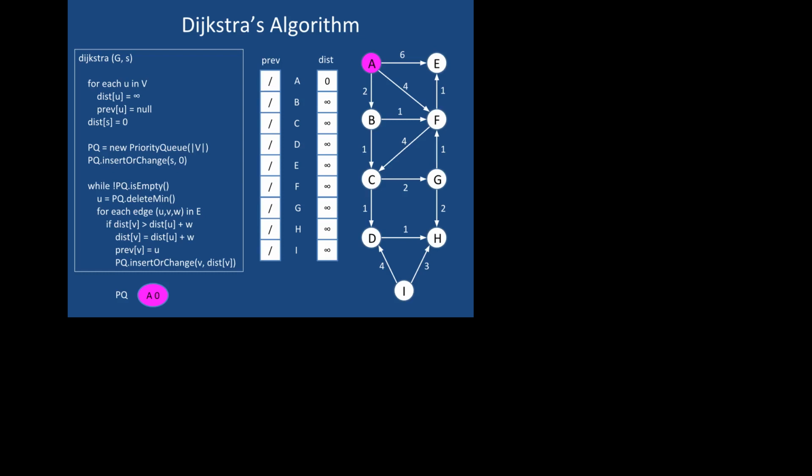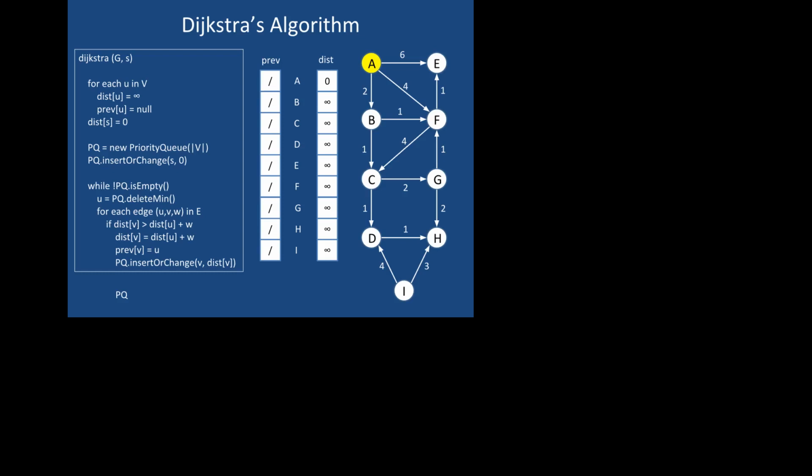Now we're into the loop. Each time through the loop, as long as the priority queue is not empty, we do a delete min on the priority queue. So what will come out of the priority queue when we do a delete min? A. So I'm going to remove it from the queue, and then color it yellow in the tree to indicate that it's now incorporated into the tree. All right, now what it says to do is to update every edge out of A.